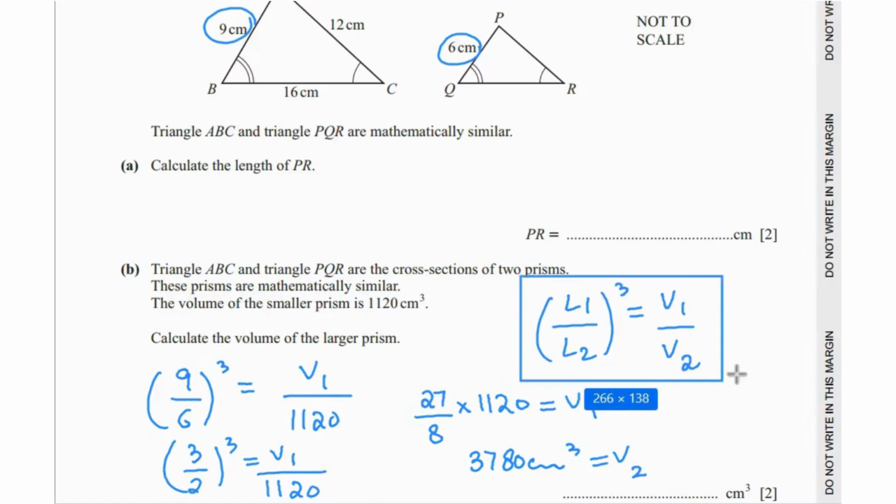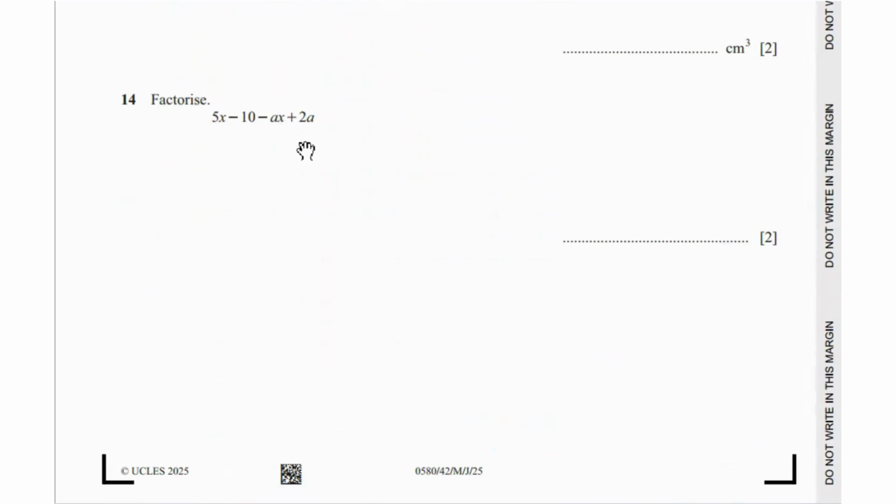This is the main thing you need to remember over here, that the ratio of corresponding lengths being cubed equals the ratio of the corresponding volumes. If they're talking about the area or surface area of similar shapes, then you would square the ratio of the lengths instead of cubing it. That's the only difference. Then it says factorize 5x minus 10 minus ax plus 2a.